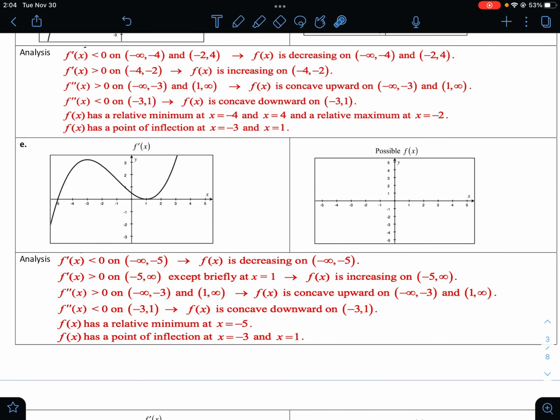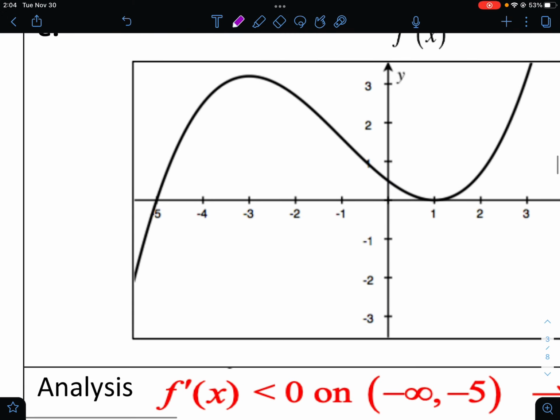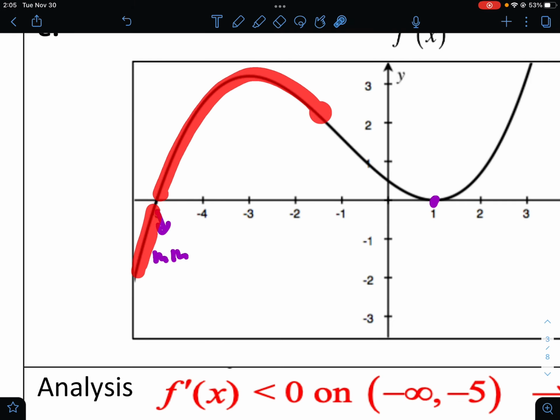Next one, E. So the derivative starts off as negative and then switches to positive, so this should be a minimum here. It's positive, positive, positive until 1, but it doesn't change sign, so it's not going to be a max or a min there. And it's positive again. So the graph starts decreasing here, but then is increasing this whole time.